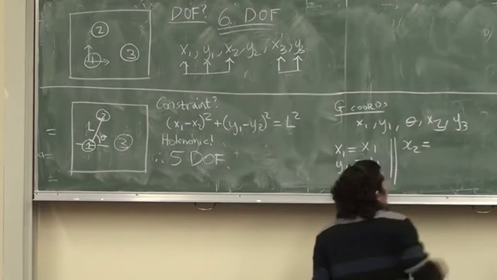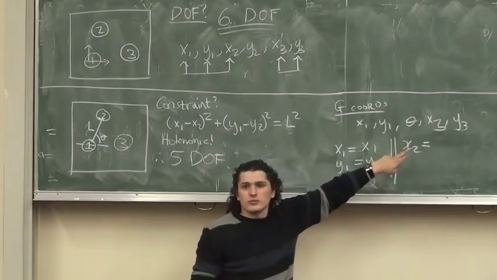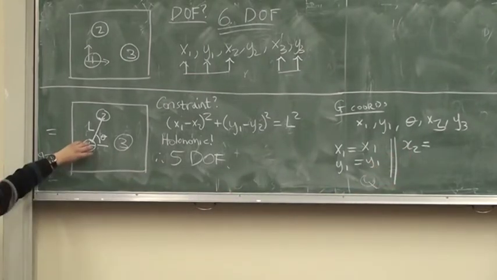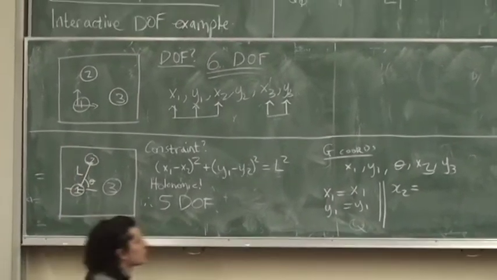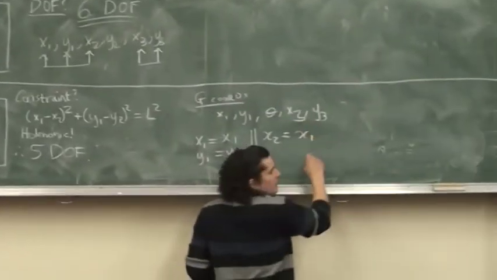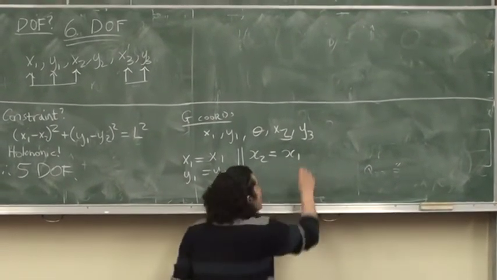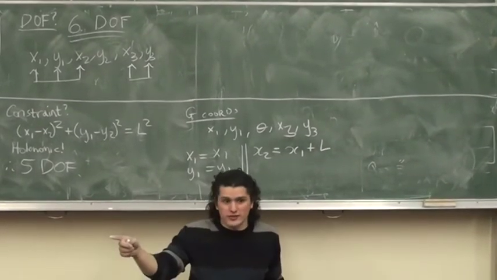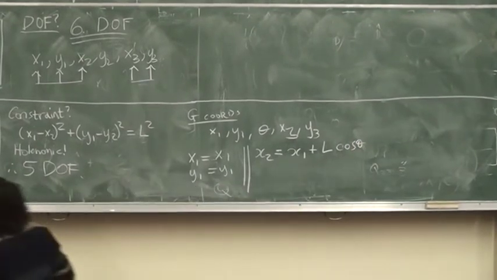x2 is equal to, now there's no x2 here on this list, so I'm not allowed to use x2. What do I do? I started at x1 and I moved theta in that direction. So I started at x1. Can anyone tell me what I'm going to write next? Not times, plus L times cos theta. Right, so let's check how that works.